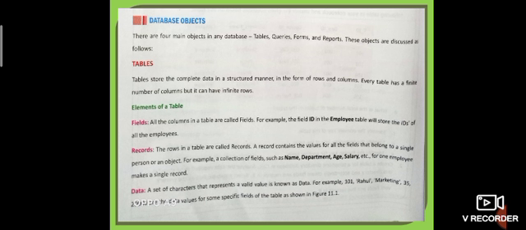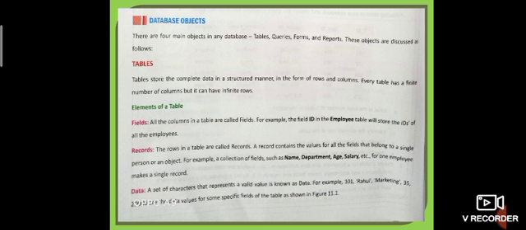Database objects. There are four main objects in any database: tables, queries, forms, and reports. These objects are discussed as follows. Tables store the complete data in a structured manner in the form of rows and columns. Every table has a finite number of columns, but it can have infinite rows.